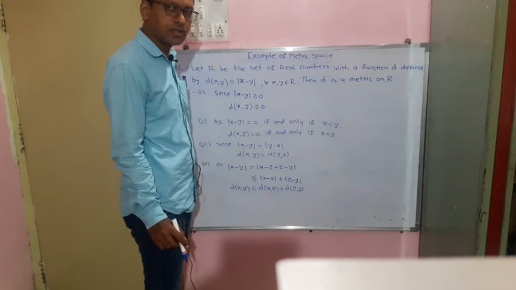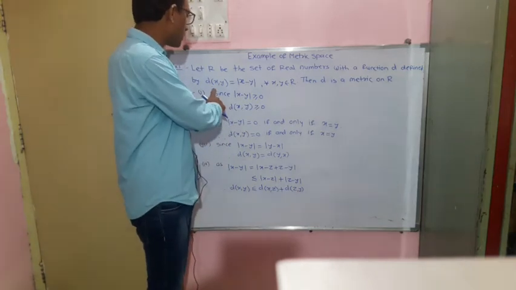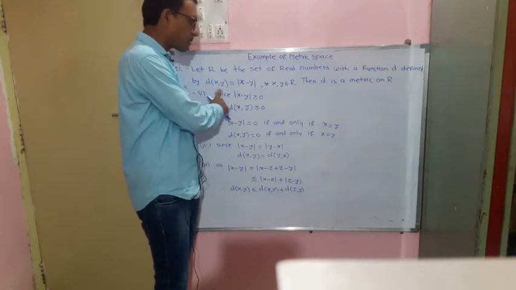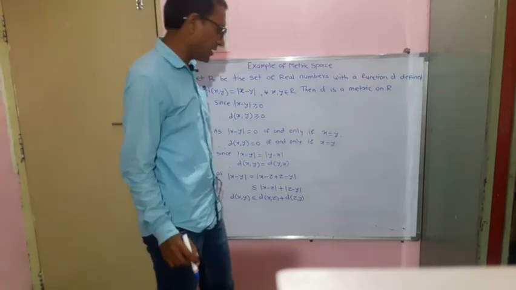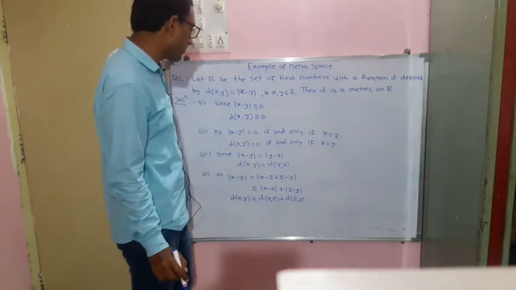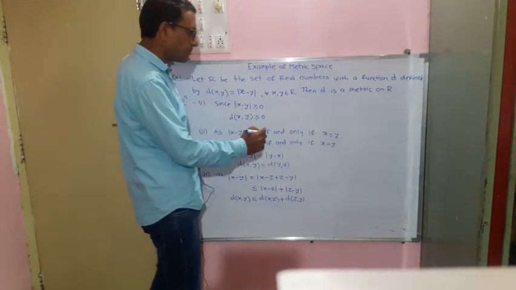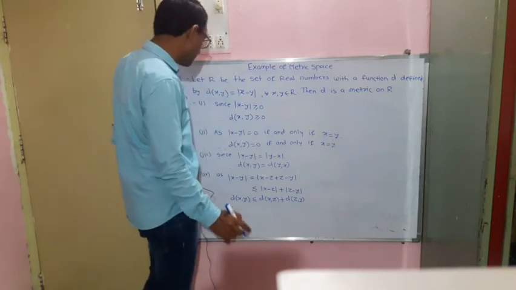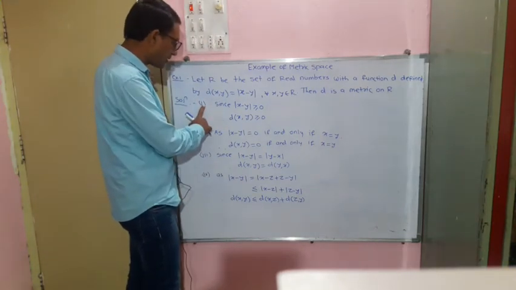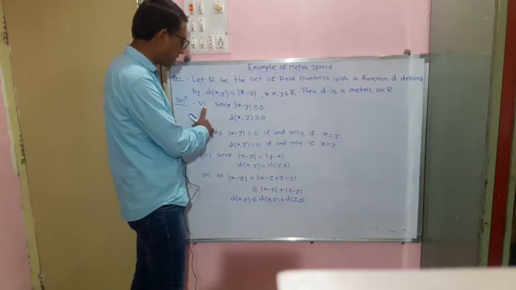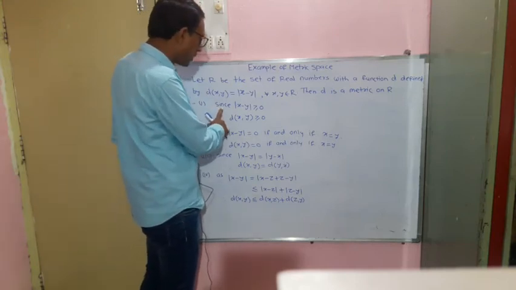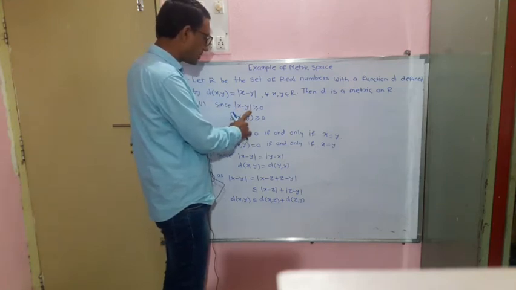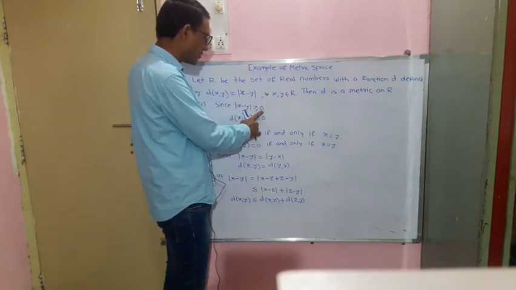Now we have to show that this function d satisfies all the 4 properties of a metric. So we prove the properties one by one. The first property in the definition is that d of x comma y should be greater than or equal to 0. So here we prove the first condition. By the definition of the modulus function, mod of x minus y is greater than or equal to 0.